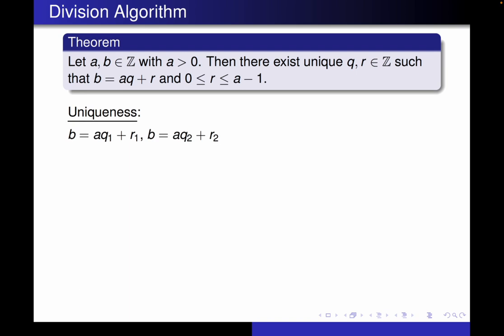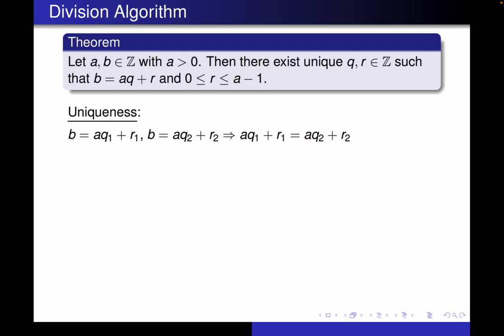All right, so let's see where to start. Well, let's start with those first two equations. b equals aq1 plus r1. b equals aq2 plus r2. And the nice thing about both of those equations is both of those expressions on the right-hand side, they're both equal to b, which means they're both equal to each other. So aq1 plus r1 is equal to aq2 plus r2.